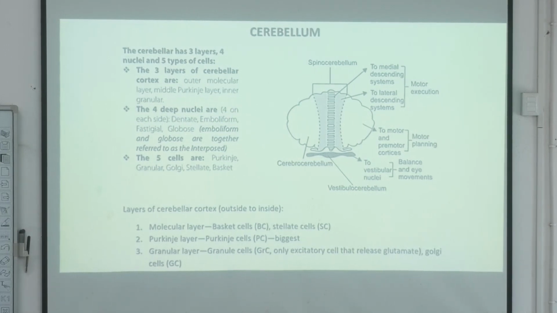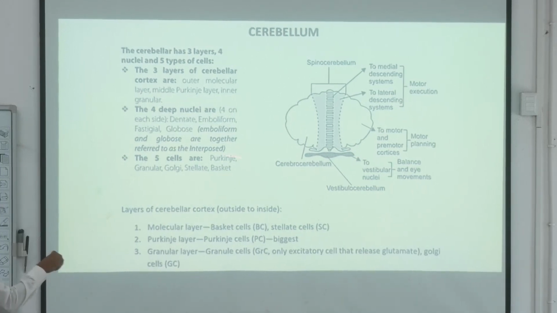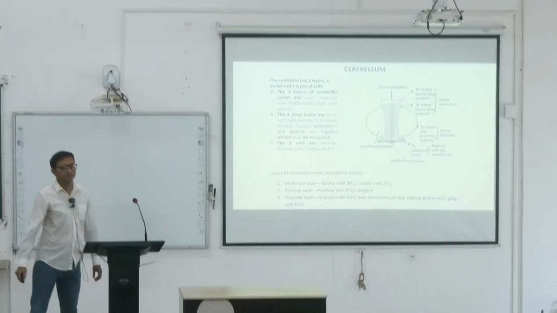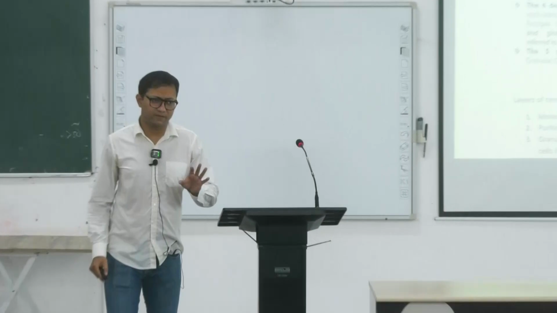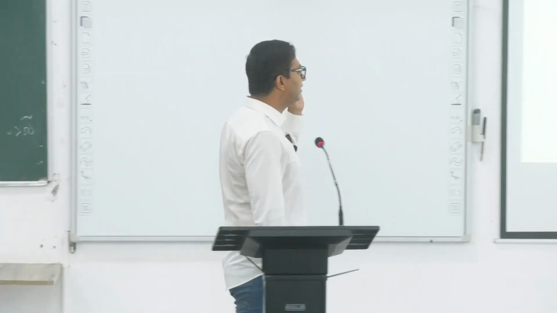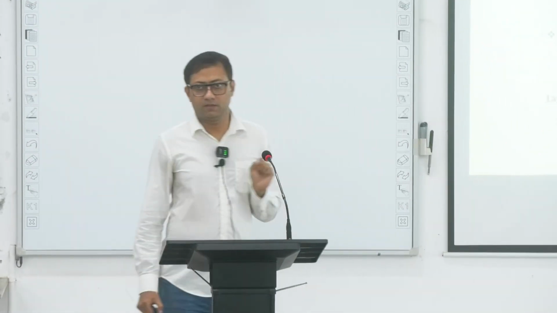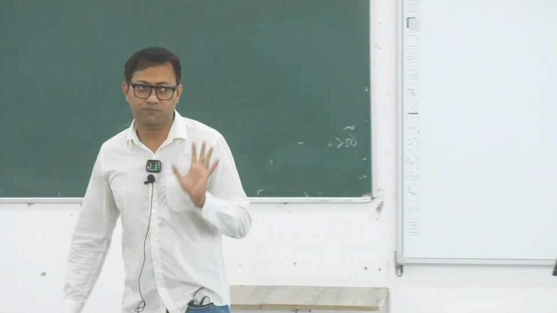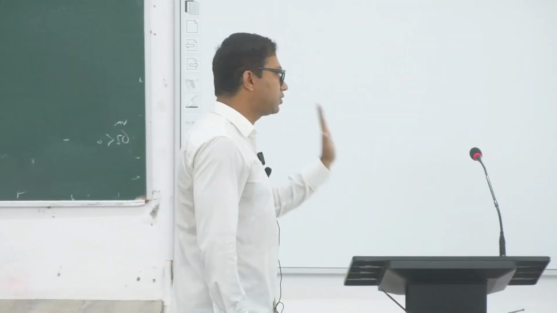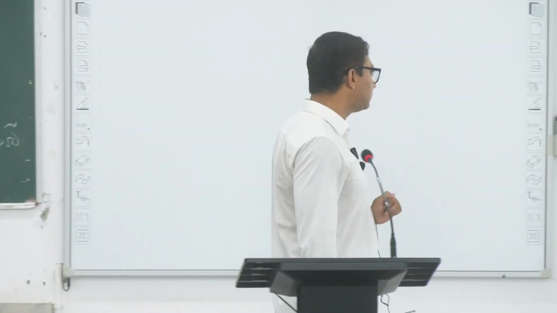So there are 4 deep cerebellar nuclei, and there are 5 different types of cells. These are Purkinje cell, granular cell, Golgi cell, stellate cell and basket cell, right? 3, 4, 5. All these things are in your book, no need to write. So remember this mnemonic 3, 4, 5 for cerebellum: 3 layers, 4 deep cerebellar nuclei and 5 different types of cells, okay?